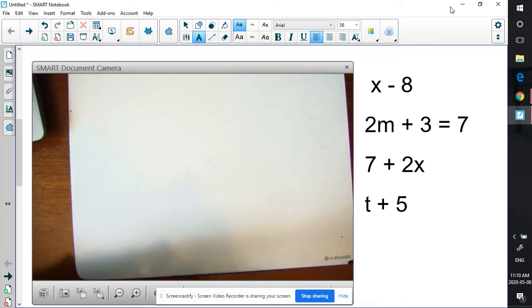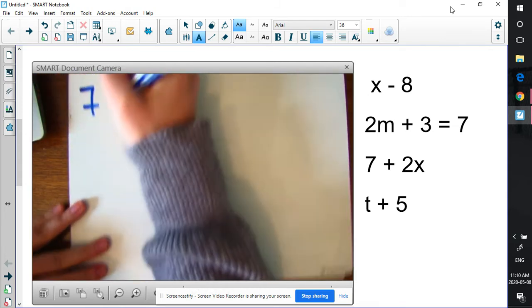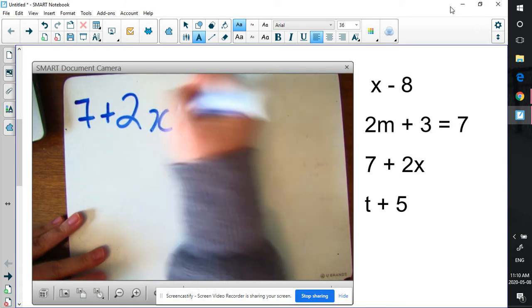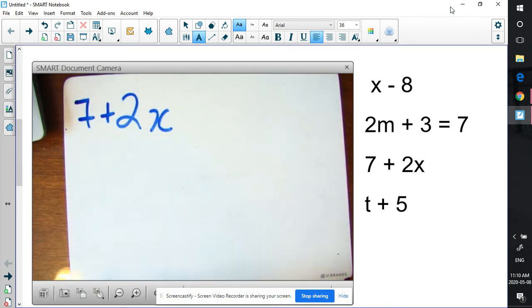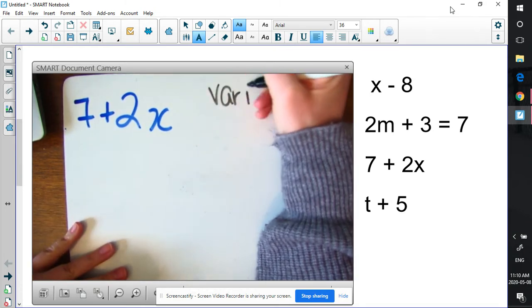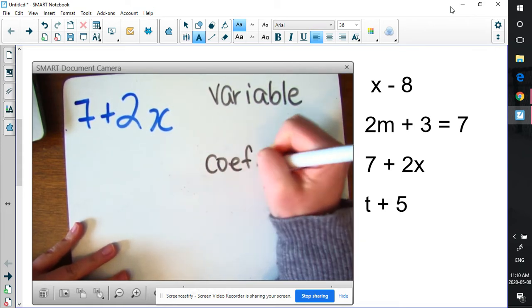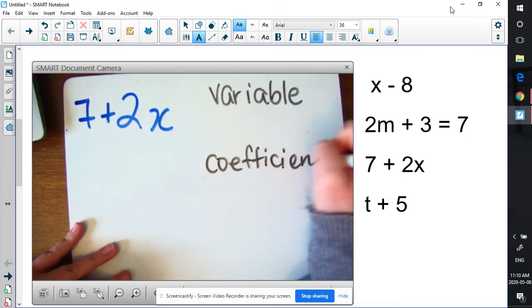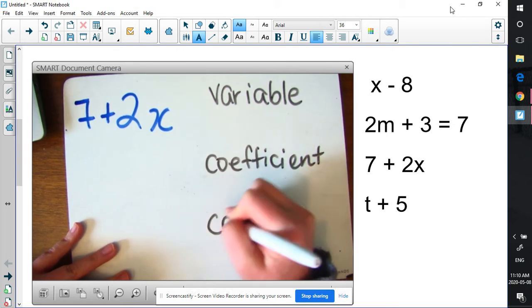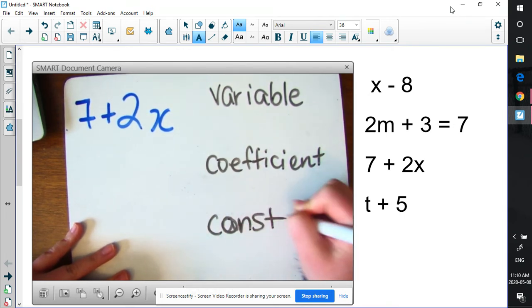Next one. 7 plus 2x. We need to find the variable, the coefficient, and the constant.